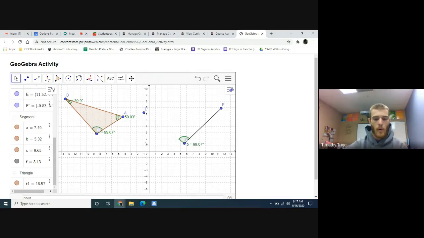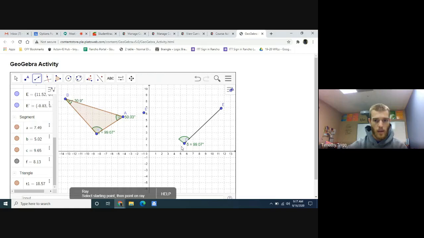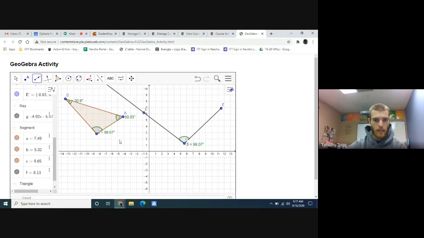Okay. Now we want to make a ray that goes through that. So they give you the point here already. So we want to make a ray like that. So when you go to this tool, this set of tools, you go down to ray. Click ray, click D, then click E prime like that. Okay. So this should form the same angle as we have here. Okay, cool. What's our next step?